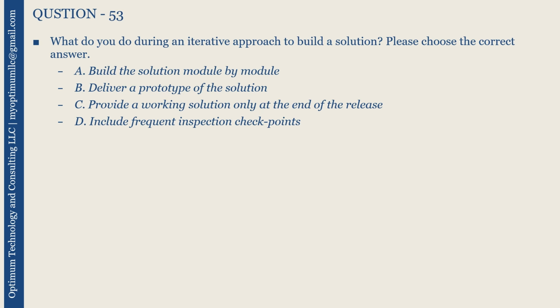Question 53. What do you do during an iterative approach to build a solution? Please choose the correct answer. A. Build the solution module by module. B. Deliver a prototype of the solution. C. Provide a working solution only at the end of the release. D. Include frequent inspection checkpoints.